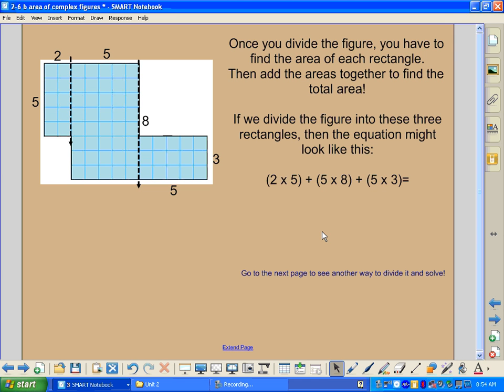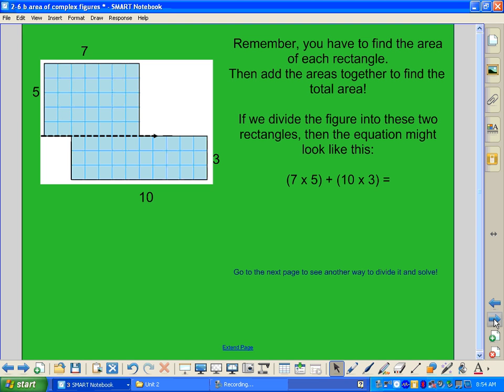Once you divide the figure, you have to find the area of each rectangle, then add the areas together to find the total area. So if we divided it here into three shapes, this is what we'd have to do. But we decided we wanted to do it this way, so we have two shapes. So let's look. If I cut it into two rectangles, what is this side right here?